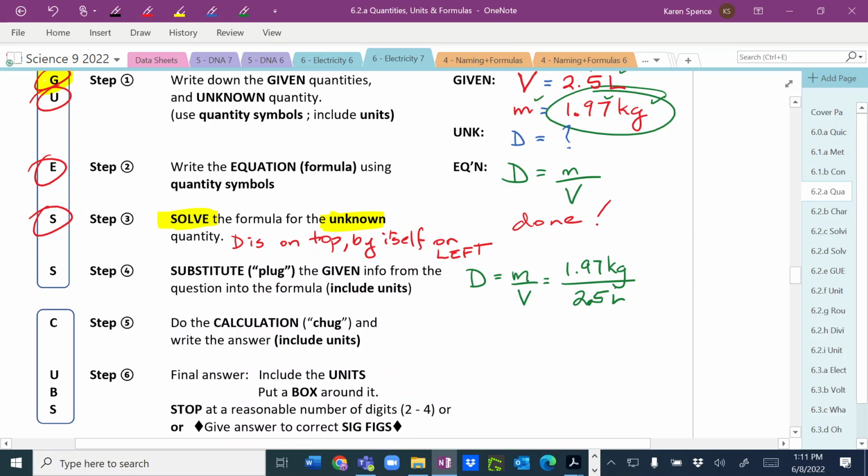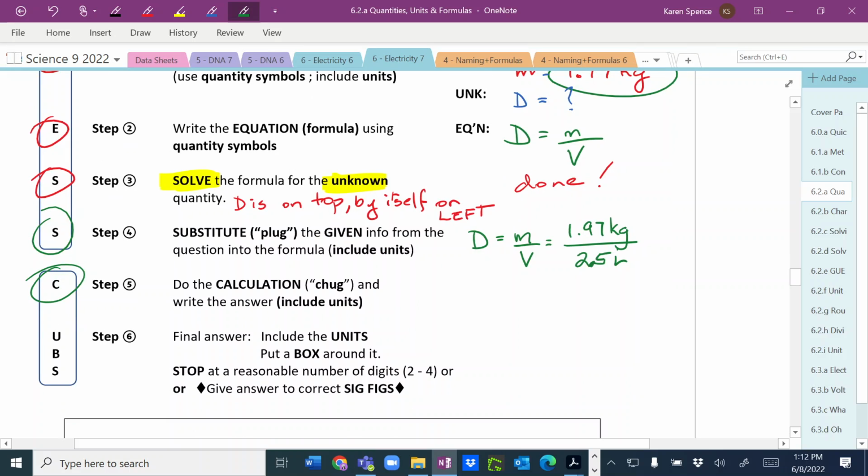CUBS, do the calculation. This one, I can't do that in my head, so I'm going to haul out my calculator. All right. Ooh, it needs some light. There we go. 1.97 divided by 2.5, and I get 0.788. Am I done?